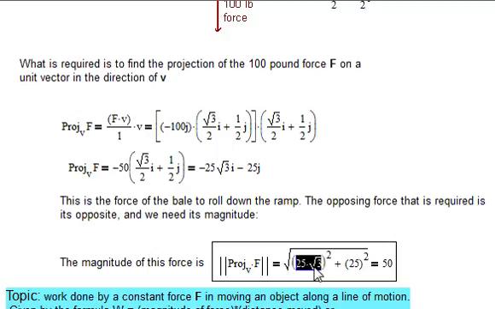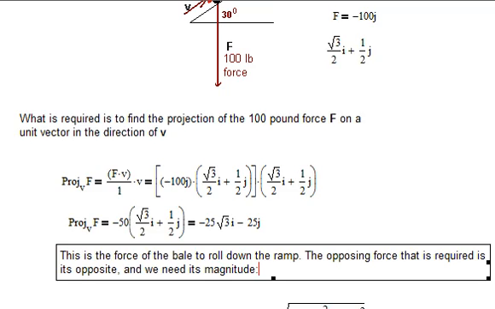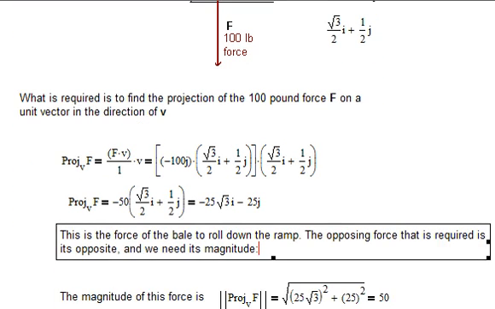So that means the magnitude would be the square root of 25 square roots of 3 squared, which is 25 squared times 3 plus 25 squared times 1. That's 25 squared times 4, which is 25 squared times 2 squared, which is the square root of 50 squared, which is 50. So it takes 50 pounds of force to hold this back when it's on a 30-degree incline.